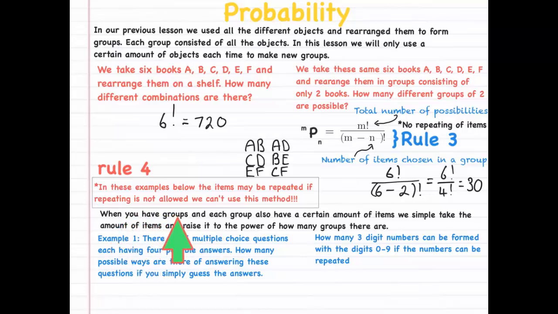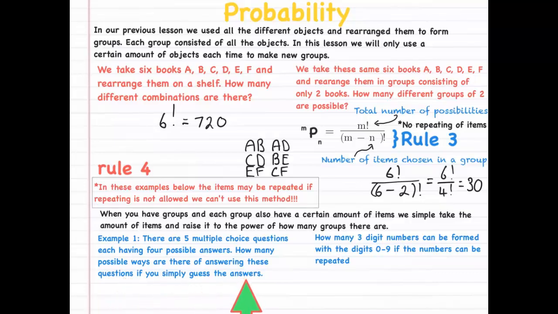When you have groups and each group also has a certain amount of items, we simply take the amount of items and raise it to the power of how many groups there are. Okay, so let's have a look at this example. There are 5 multiple choice questions, each having 4 possible answers. So there's 5 groups and each group has 4 possible answers. How many possible ways are there of answering these questions if you simply guess the answers?